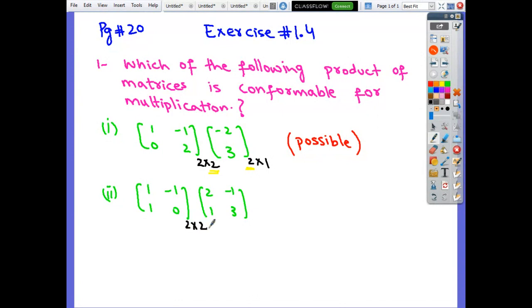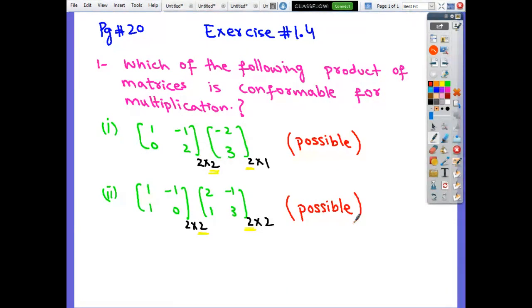Here, the order of the first matrix is 2 cross 2. Order of the second matrix is also 2 cross 2. That is, there are 2 columns in the first matrix and 2 rows in the second matrix. Therefore, these 2 matrices are possible for the product or multiplication.